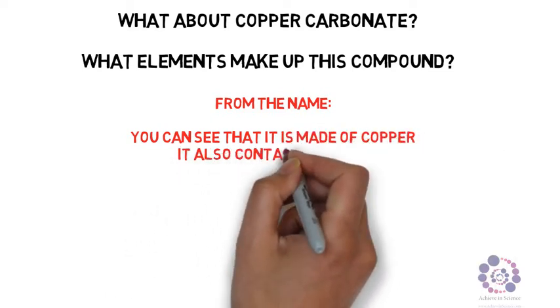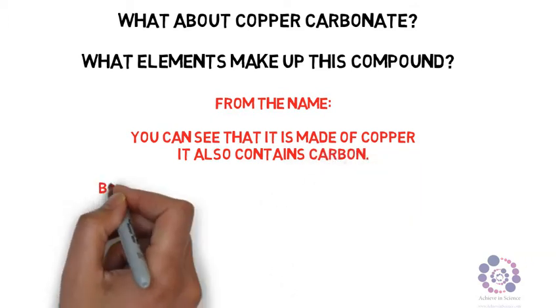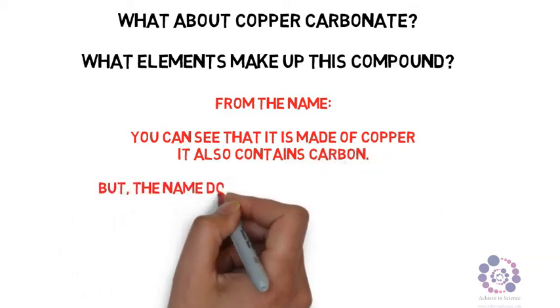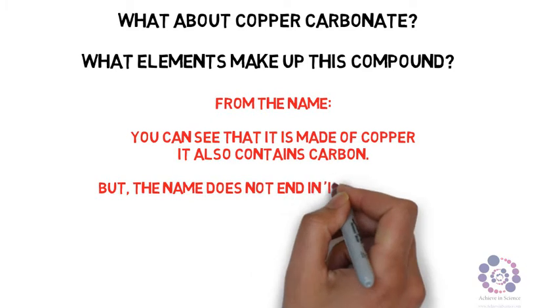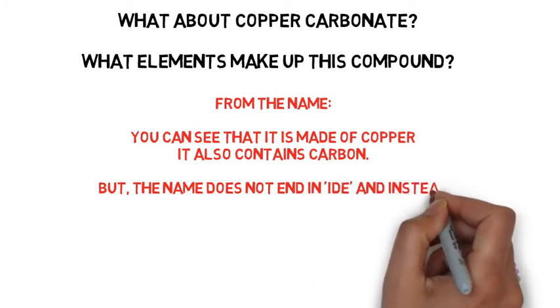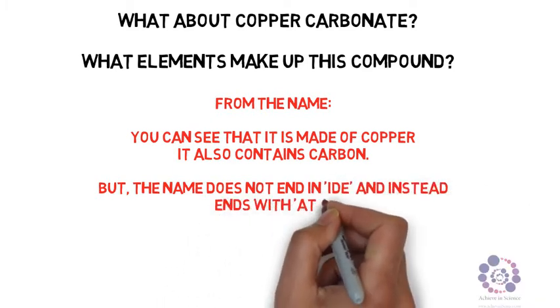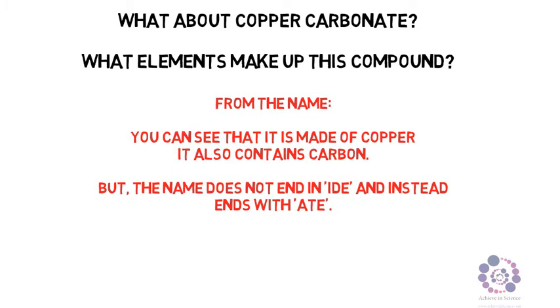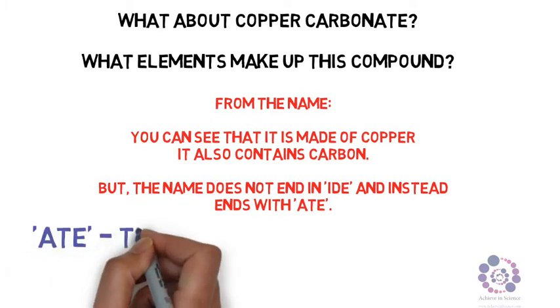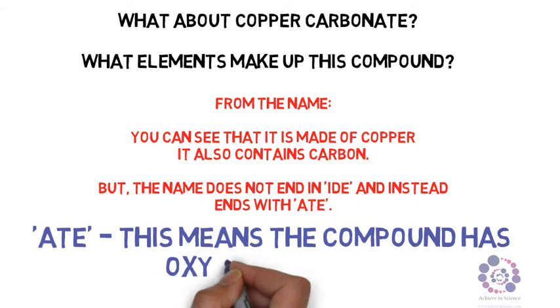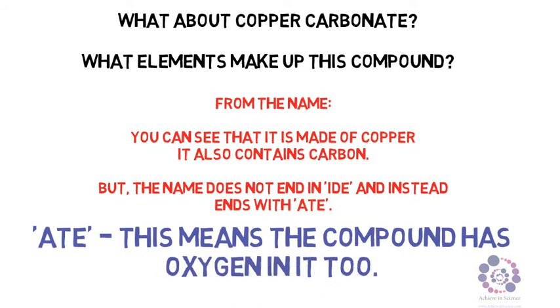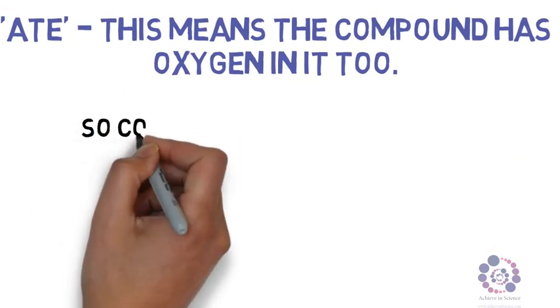It is not an ide in this case. Instead it is an ate, A-T-E. What does this A-T-E mean? Well, this A-T-E means that the compound has oxygen in it too. So therefore copper carbonate contains three elements: copper, carbon and oxygen.